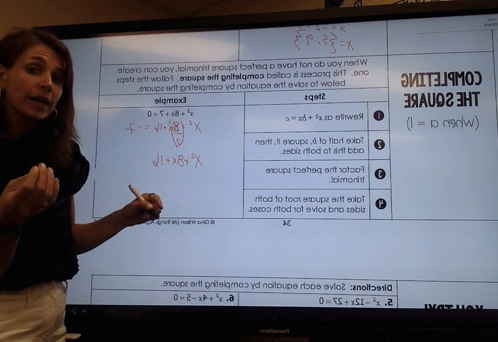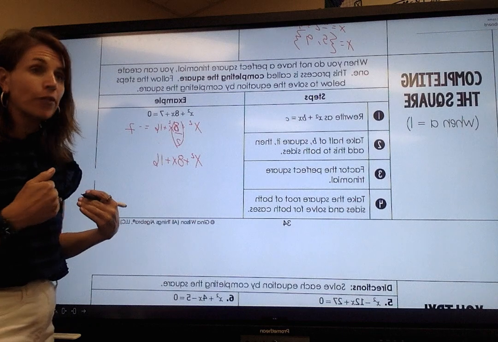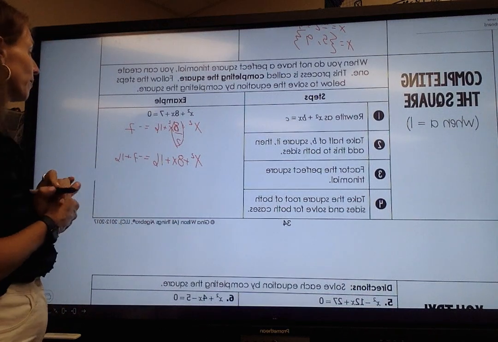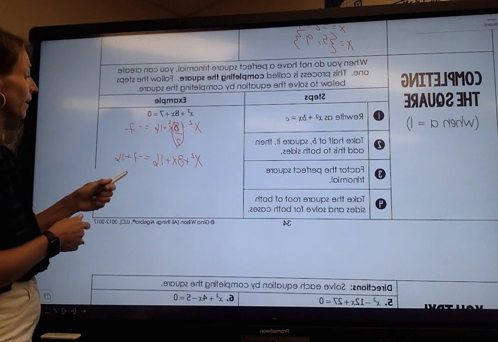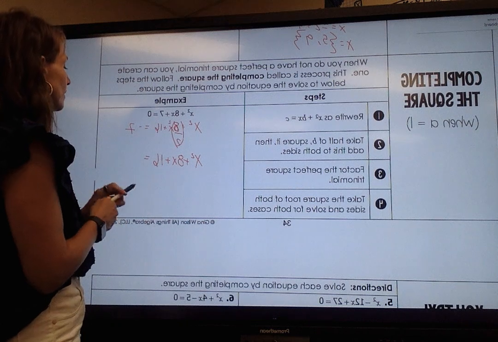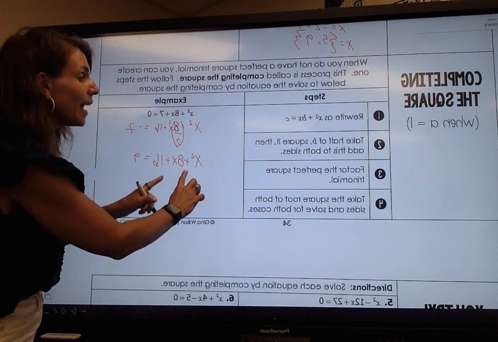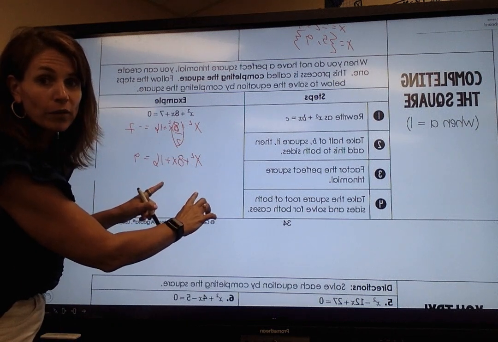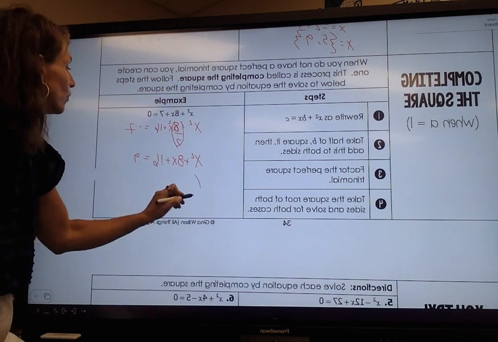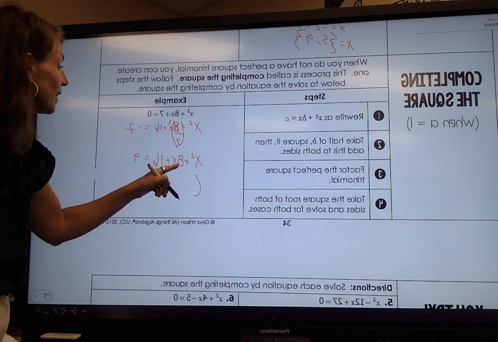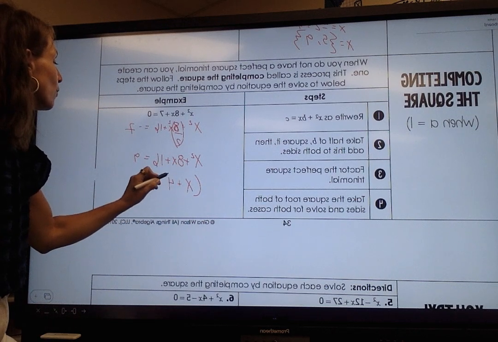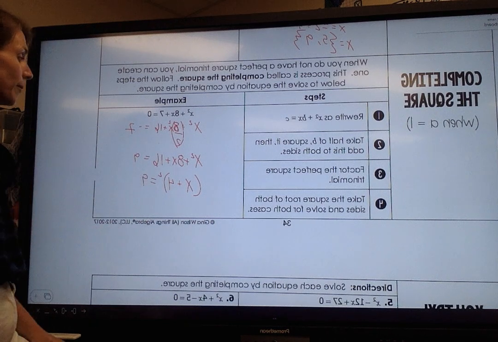And remember equality. Whatever you do to one side, you do to the other side. So if you added 16 here, you better add 16 over here. And then I can simplify this to really be a positive 9. Okay, when I add 16, I get positive 9. Now, I have created a perfect square, and I can just do what I did up above. What two numbers multiply together to give me 16 and add together to give me 8? That number's 4. So x plus 4 squared equals 9.